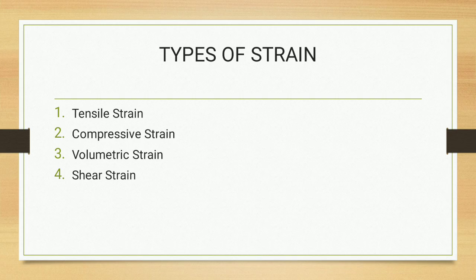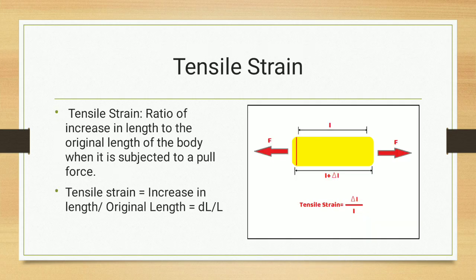So, types of strain. There are four types of strain: tensile strain, compressive strain, volumetric strain, and shear strain. In the next 6 slides, we are going to discuss these strains one by one. First one, we are going to discuss tensile strain.